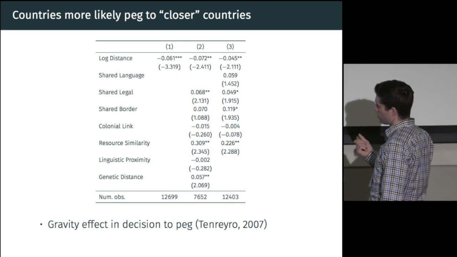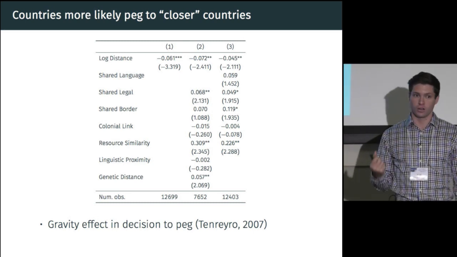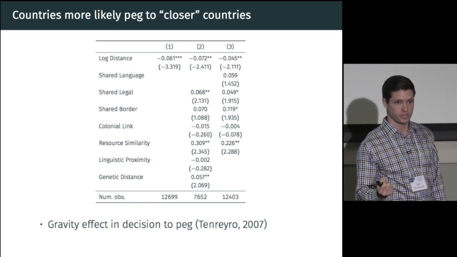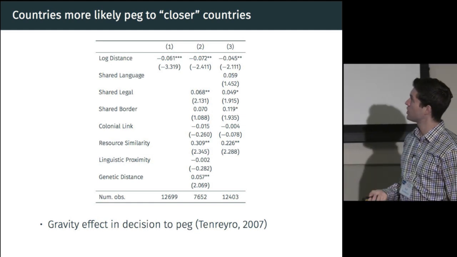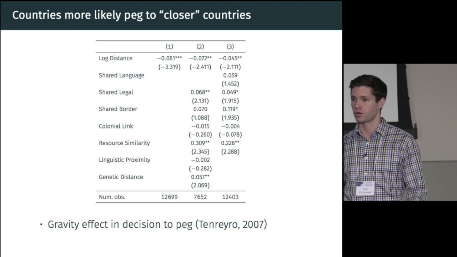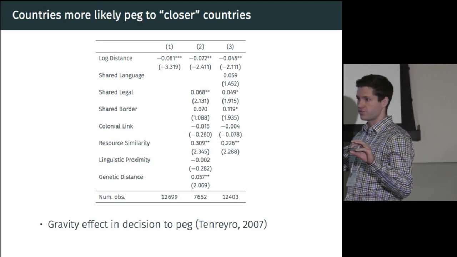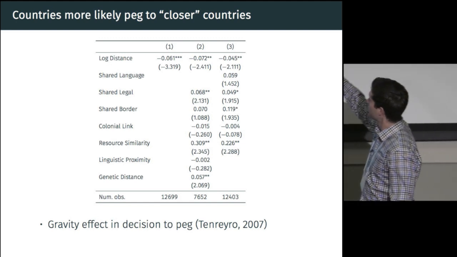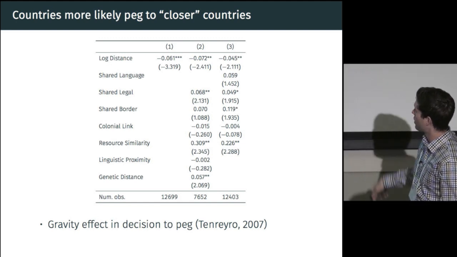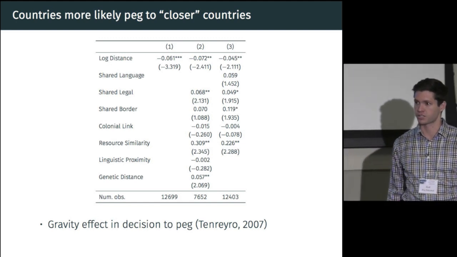And indeed, what we do find here is that countries are likely to peg their exchange rate to countries that are closer. Here's those results. These are marginal effects from a logit model, where we put the peg dummy on the left-hand side and just regress it on measures of distance. What do you see? If countries are further apart, they're less likely to peg their exchange rate.